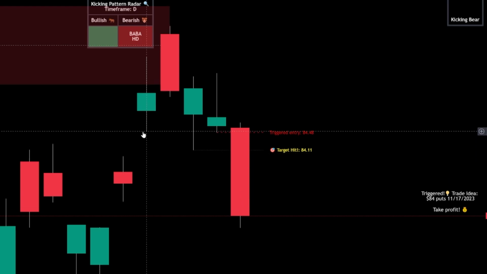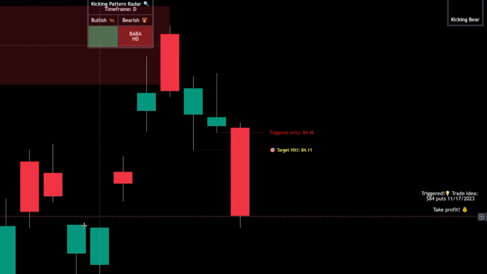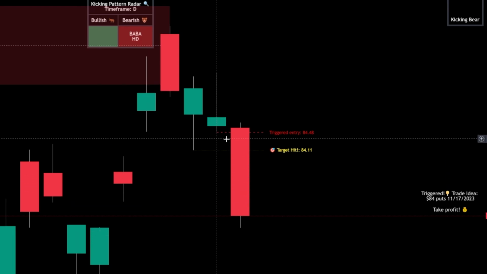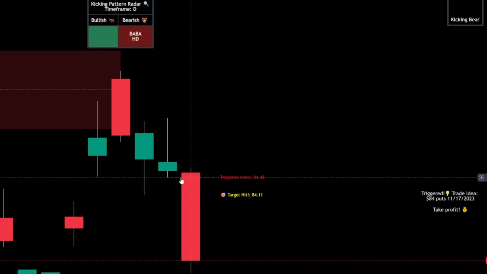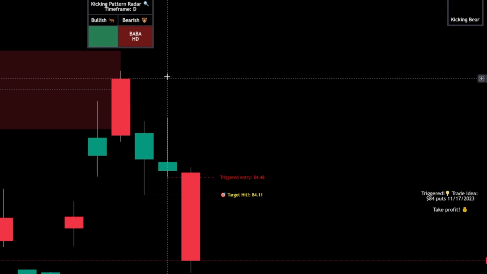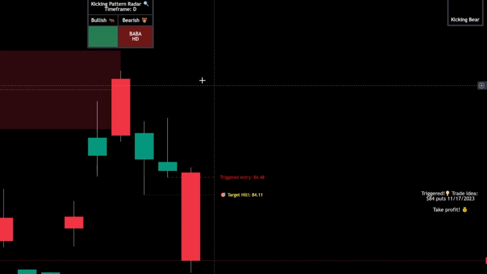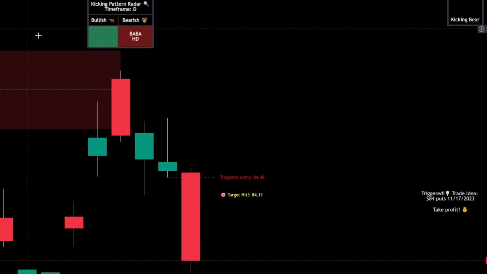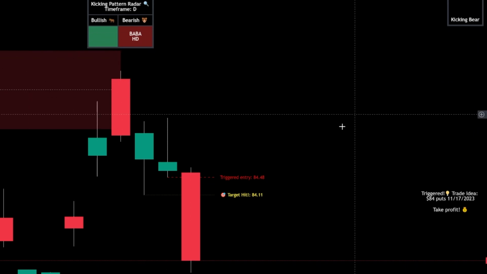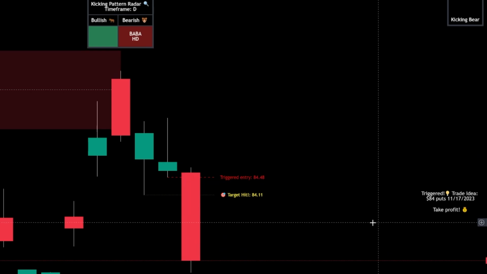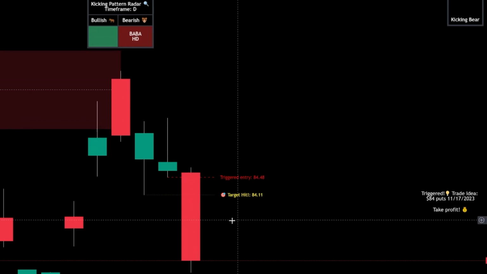We filled this gap back here, and we filled this other gap that's all the way back here as well. Not only did we have an AutoStratic setup that was triggered, we also had Baba appear on the kicking pattern bearish setup. So we have several confluence signals that are telling us that this is going to fall.